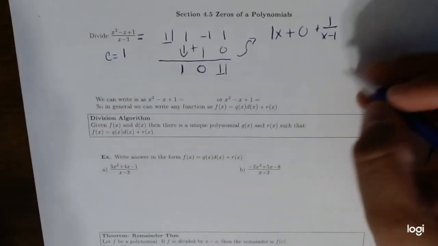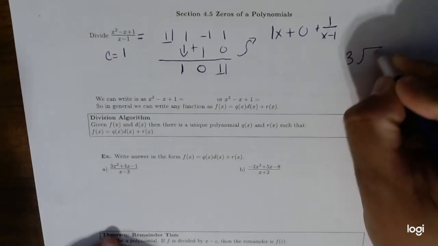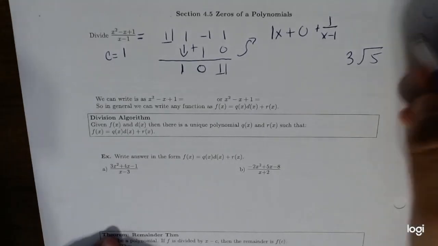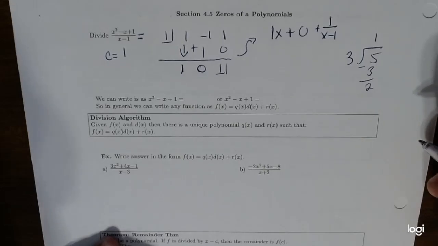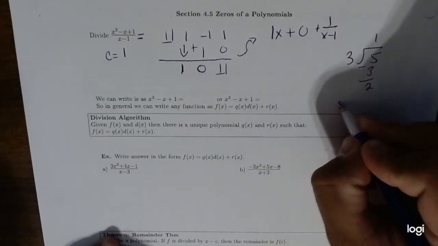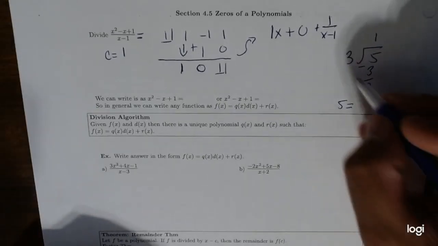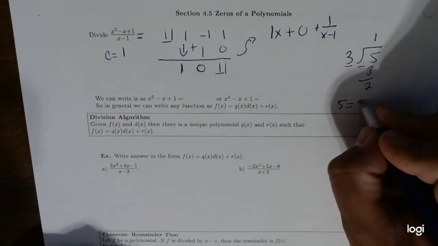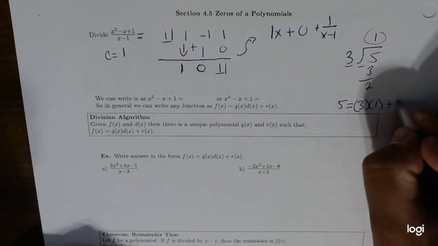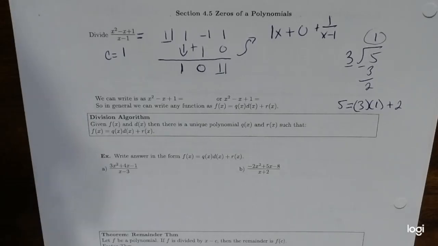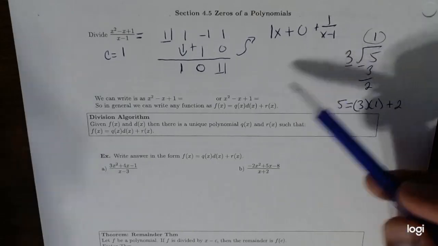So what that means, without the fancy terms, let's do a quick little example. Let's suppose we want to divide 3 into 5. 3 goes into 5 once with 2 remaining. So what this is saying is 5, the original number we had to deal with, is what we divided by, 3, times the quotient, which is 1, plus the remainder, which is 2. As we see, 3 times 1 is 3, plus 2 gives us the 5. So that's how we want to write this out.